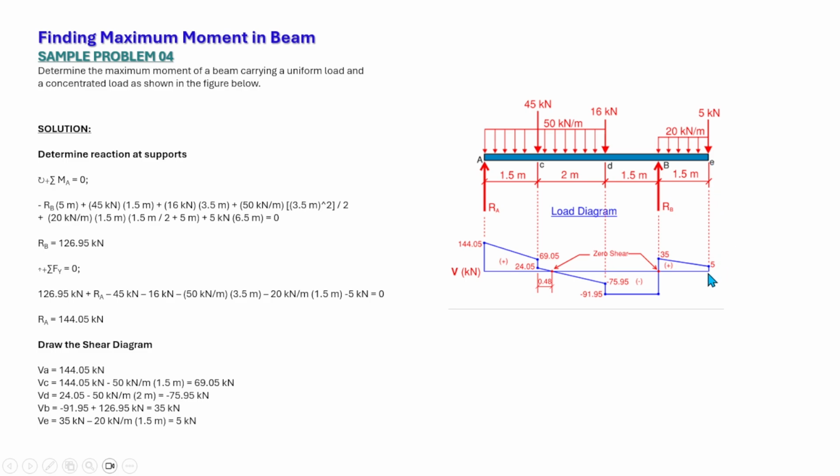If it happens that it is not equal to 0, you will need to check your previous calculation. Maybe there's something wrong. It is normal sometimes to have a discrepancy of 0.01 or 0.02, which is due to the rounding off of numbers. So now we are done with the shear diagram. We can proceed to draw the moment diagram.